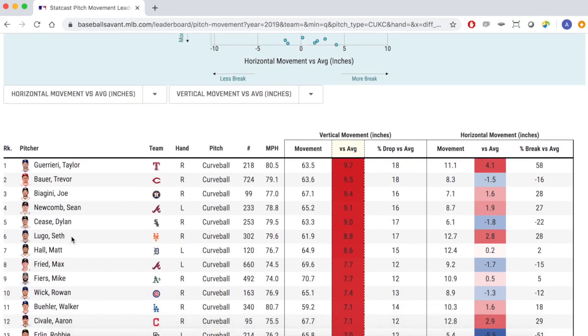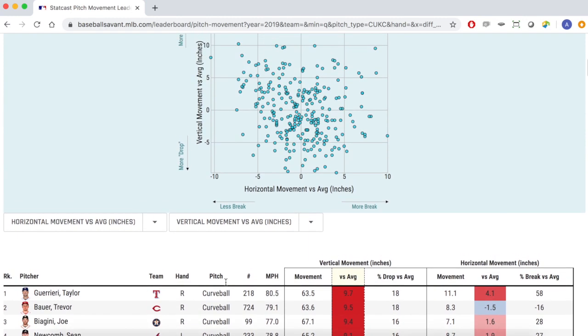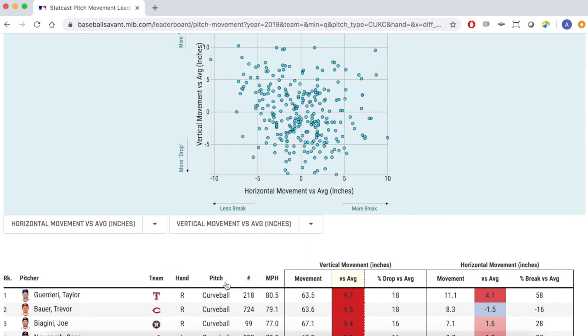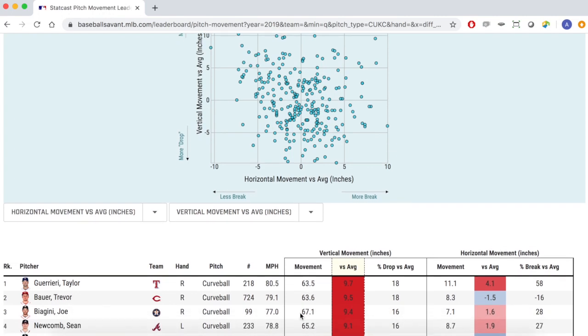Yeah, and it's so important to reiterate what you just said too about sort of the buckets that these guys are put into by velocity, because I know it tricks up a lot of people where they come to a page and they see Joe Biagini here with 67.1 in the movement column, and they're curious as to why he's number 3. And correct me if I'm wrong, it's because of those buckets, right? Yes, exactly right. He's being compared to other curveballs in the so he's at 77. So let's say in the 75 to 79 mile an hour range.